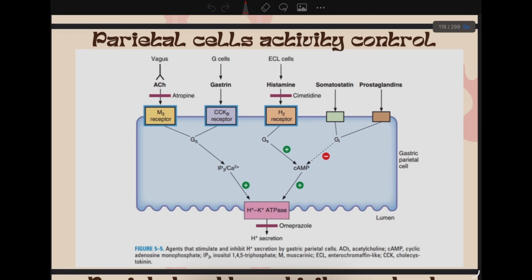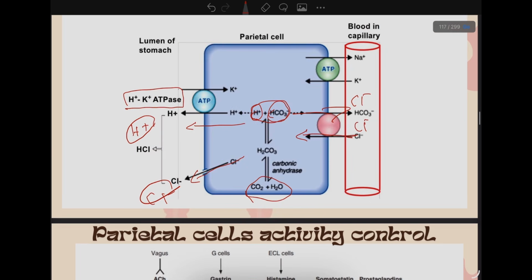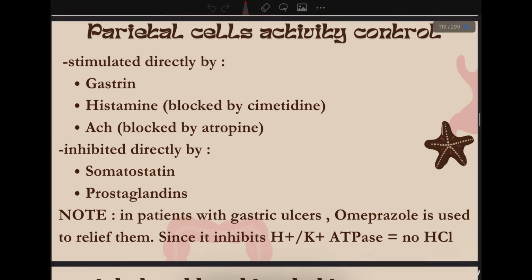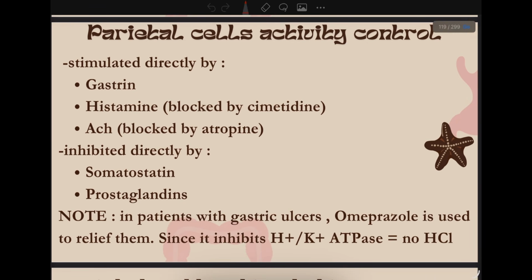We have talked a lot about parietal cells and that they secrete HCl, but what activates them and what affects them directly? This is just a summary for everything. This is what you need, to the point. Stimulated directly by gastrin, histamine, acetylcholine. Inhibited directly by somatostatin and prostaglandins.